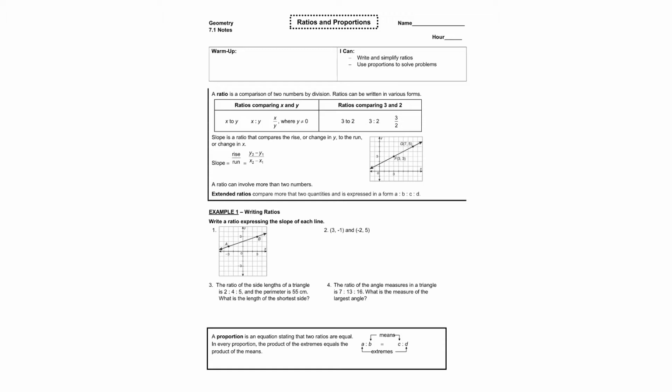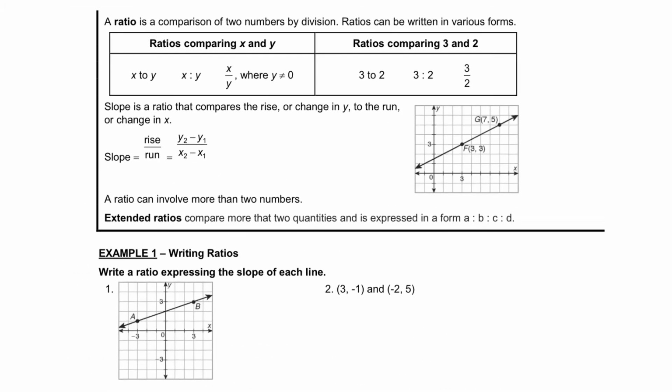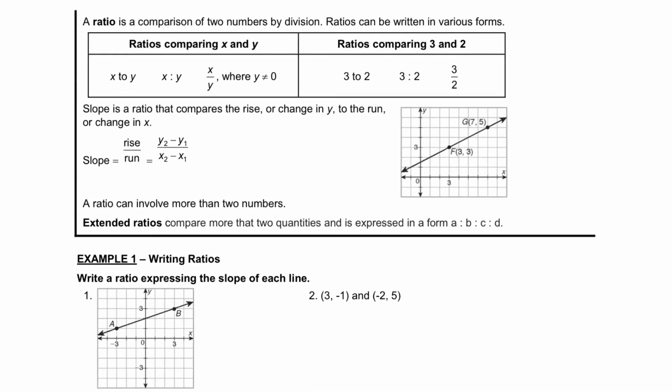So let's take a look at what's in this box at the top of the page here first. The first thing we have is a definition of a ratio. It's a comparison of two quantities by division. And then it shows the various ways that you can write ratios. So the first one is x to y. You can also write it as x colon y, or you can write it as x over y.